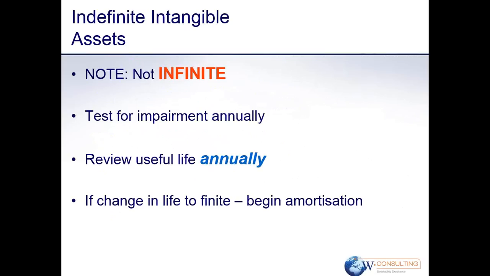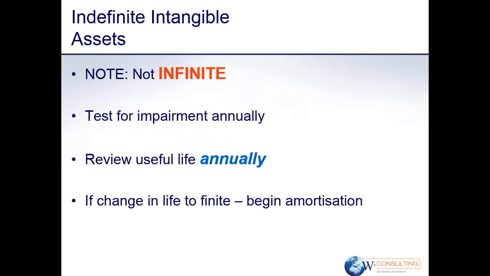So unlike other intangible assets, or other tangible assets for that matter, where we only test for impairment where there's an indicator of impairment under IAS 36, in the case of an indefinite life intangible asset, we have to test irrespective of whether there's an indicator of impairment.